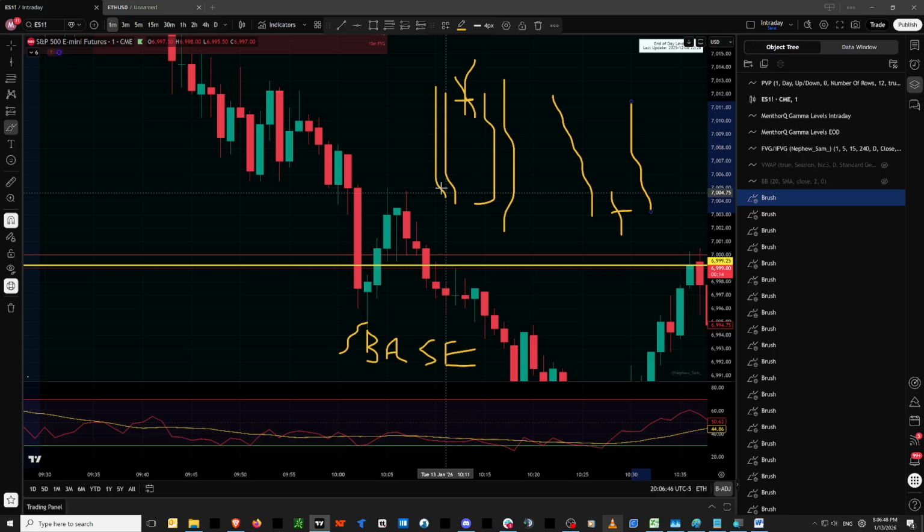So here you have your rally, base, drop. But you could also have a rally, base, rally, or a drop, base, rally, or drop, base, drop. You say, well, how are you supposed to know? You know by looking which side of the basing candle breaks first. Plain and simply.